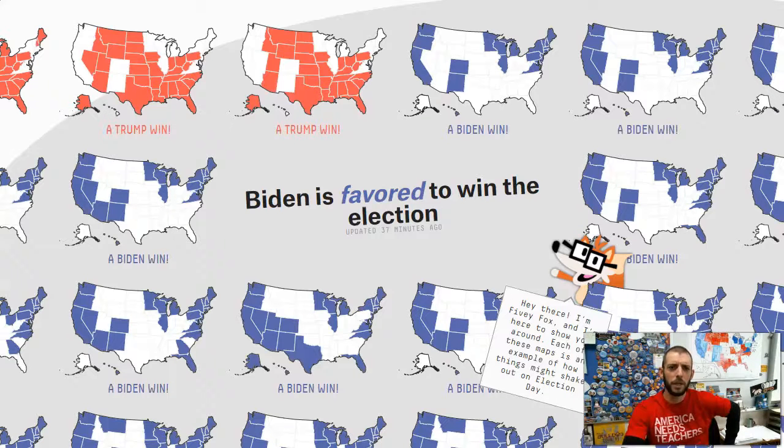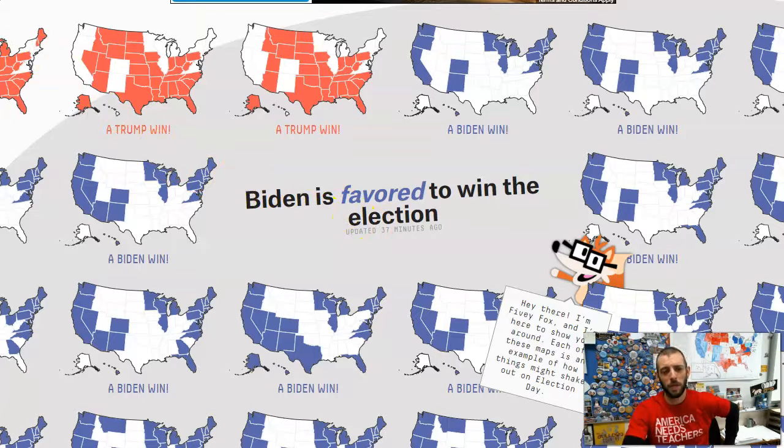Now 538 makes predictions based on polling. And as you can see here, they're favoring or predicting that Biden is going to win the entire election. Now, if we looked at this same website back in 2016, it would have said Clinton is favored to win the election. And we know how that turned out. There is no President Hillary Clinton. So these predictions can certainly be wrong, okay? They've used over 40,000 algorithms to find out who they think is going to win, but it does not mean that that person is going to win.